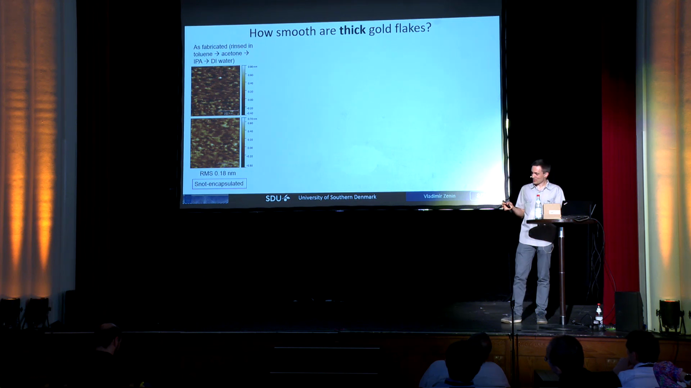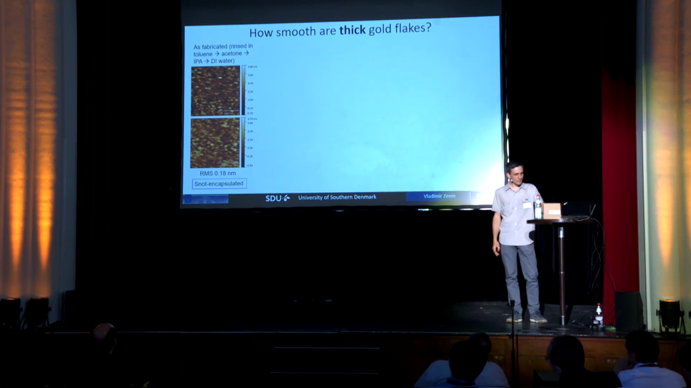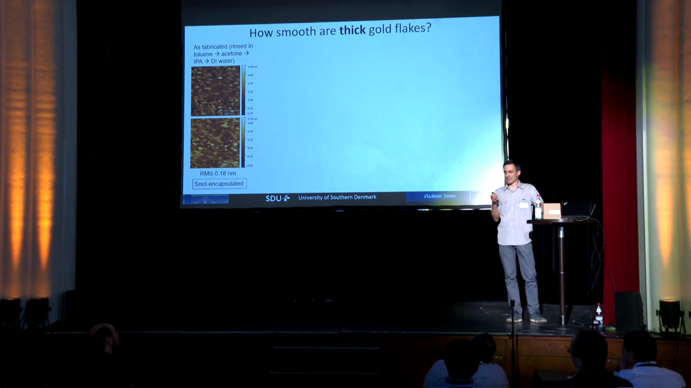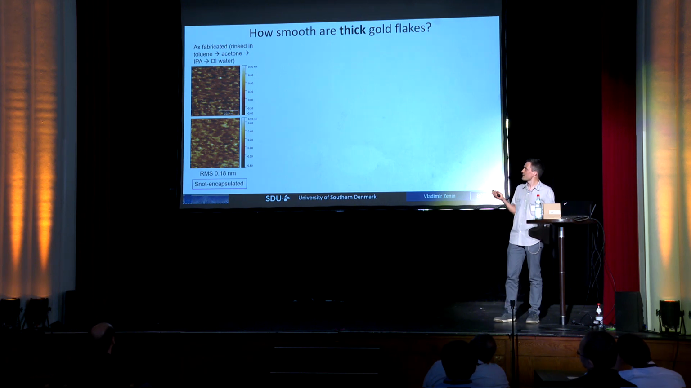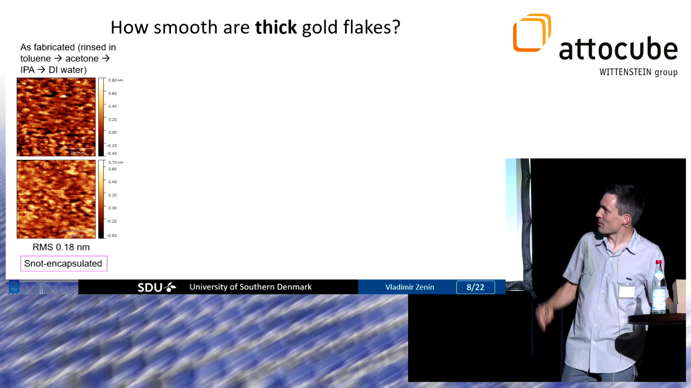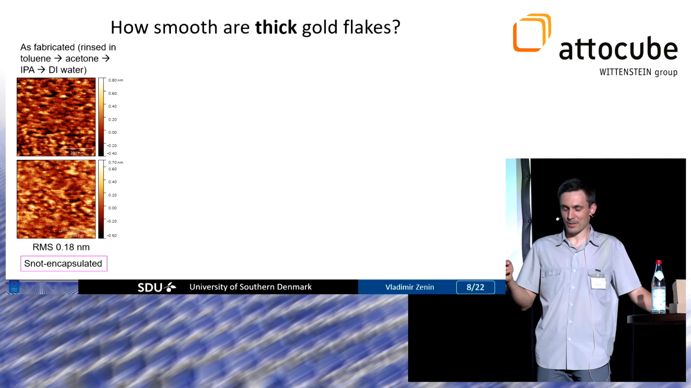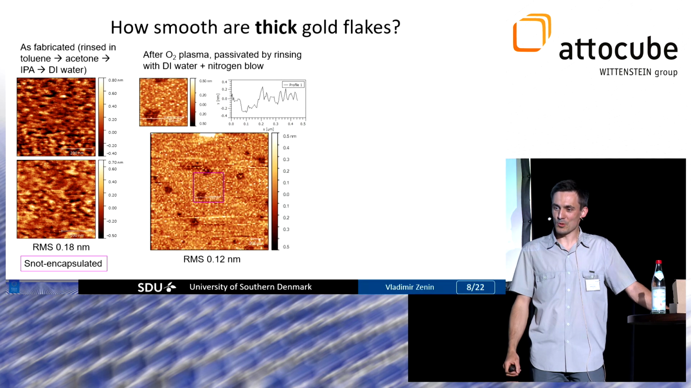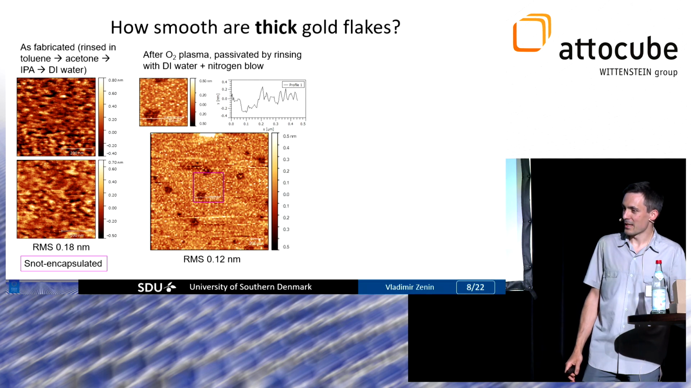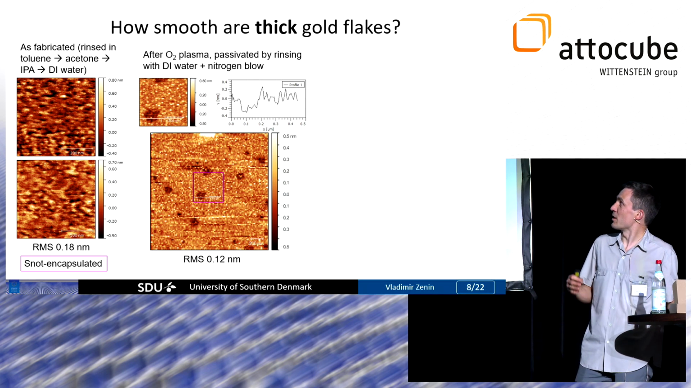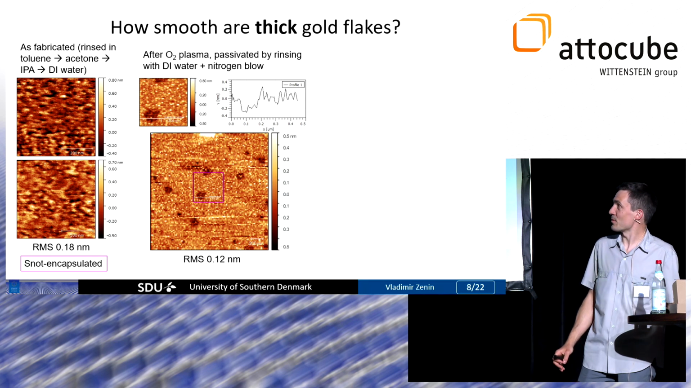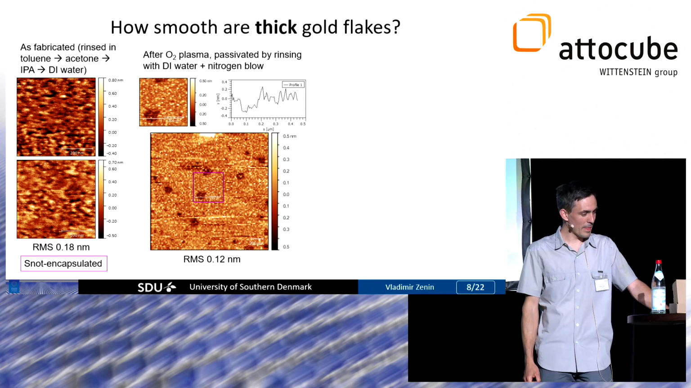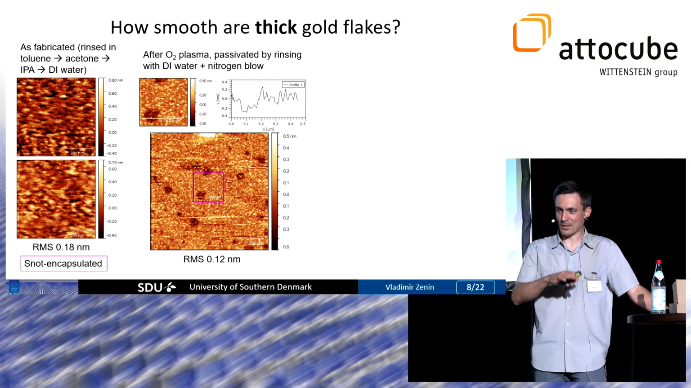So then we decided to try to see the same in our setup. Usually when we fabricate our gold flakes, we do chemical cleaning. That means rinsing in toluene, acetone, IPA, and deionized water. And then we got this topography, which I call snot encapsulated. Then we found out that one can use a plasma cleaner, an oxygen plasma cleaner. After plasma cleaning, we decided to passivate it, rinse it with deionized water, and nitrogen blow to dry it. And finally, we could see these atomic terraces of gold.